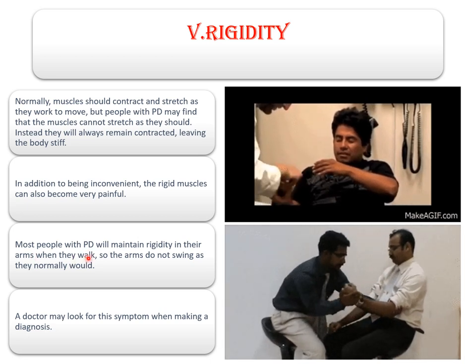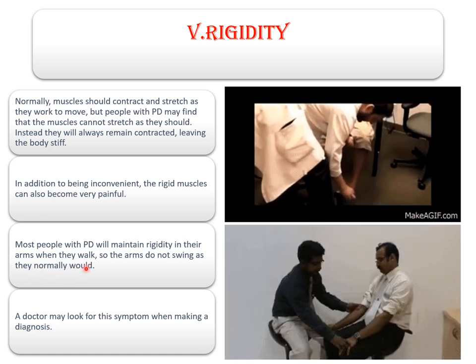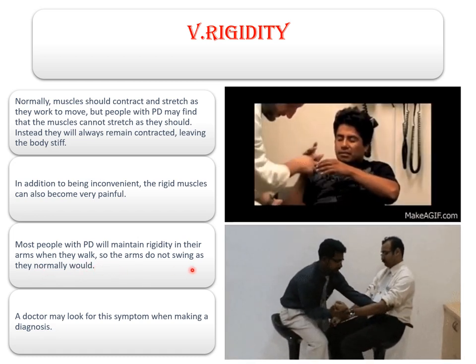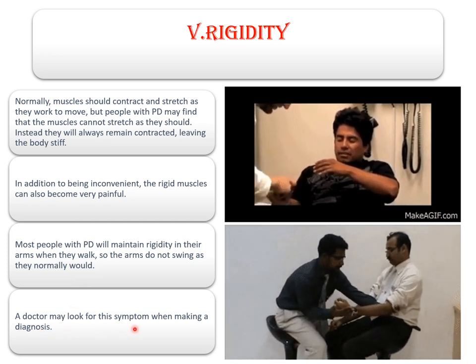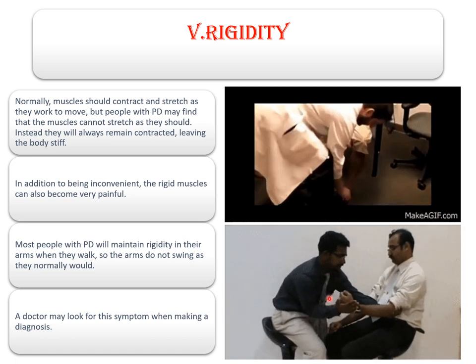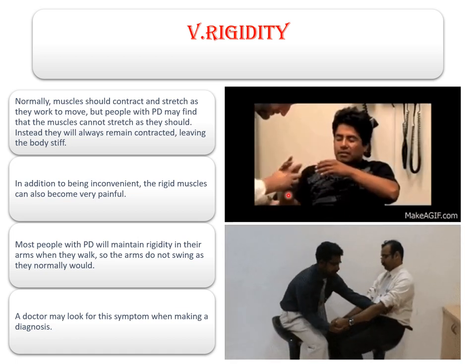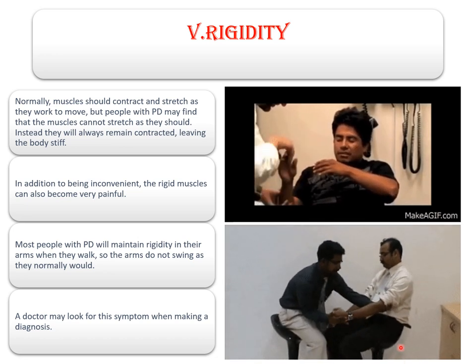Most people with Parkinson's disease will maintain rigidity in their arms when they walk, so the arms do not swing as they normally would. The doctor may look for these symptoms when making a diagnosis. So in this animation, you can clearly see that there is a rigidity in their arm.